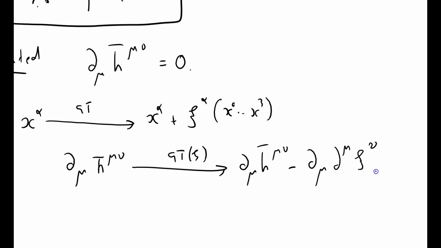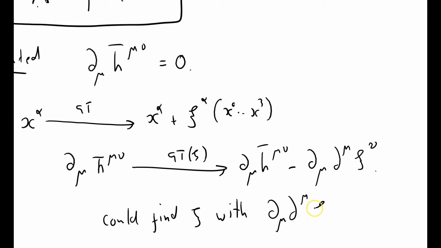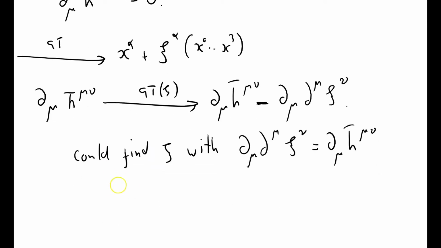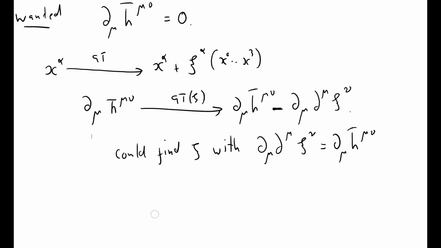And I showed how we could always find a ξ that satisfied ∂_μ ξ^ν equals ∂_μ h̄^{μν}, and because the sign was opposite, we would be satisfying the Lorentz gauge condition. Spent a long time talking about this. What I'm going to do now is observe that we can simplify further. We haven't exhausted the Lorentz gauge freedom yet.